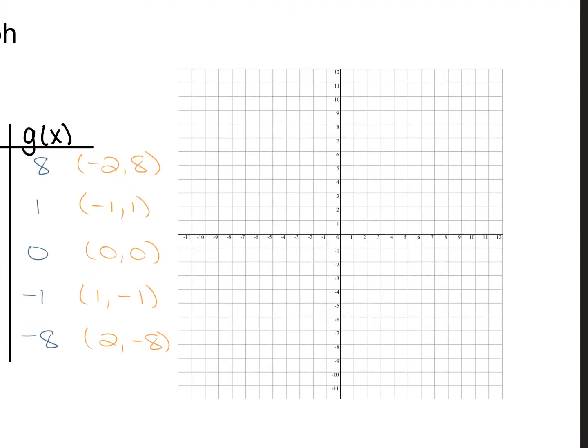So to graph this, for (-2, 8), we're going to go to the left 2, up 8, and plot the point. Then (-1, 1) is going to be here. (0, 0) is your origin. (1, -1) is here. And then for (2, -8), we go to the right 2 and down 8. So this line you'll see curves through your origin and continues to go.